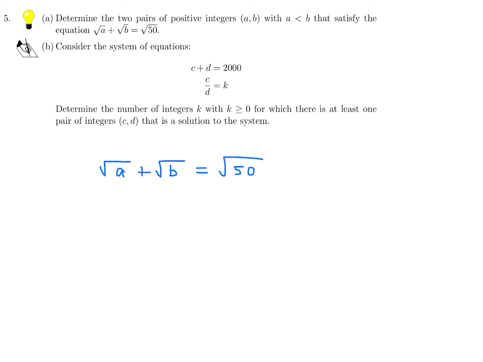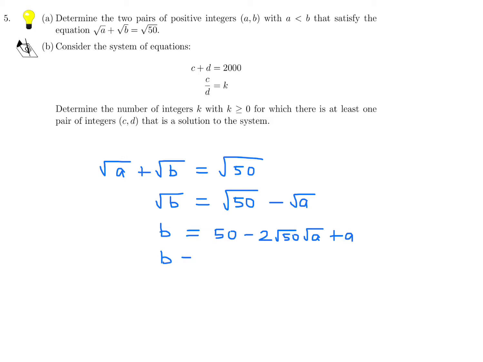Well, I'm going to isolate for one and see what happens. So root b will be root 50 minus root a. Okay. Then I'm going to square both sides. That will just become b. And when I square this, it'll become 50 minus 2 root 50 root a plus a. And this root 50 is what? 25 times 2. So that's 5 times root 2. So that's going to be 10 root 2 root a plus a.